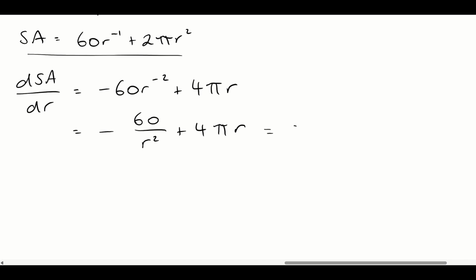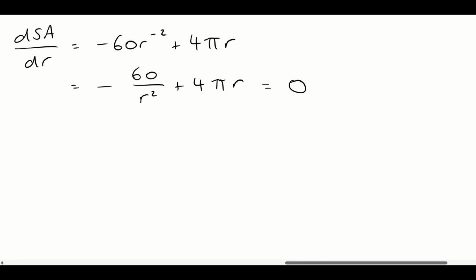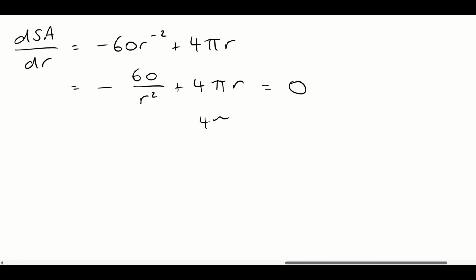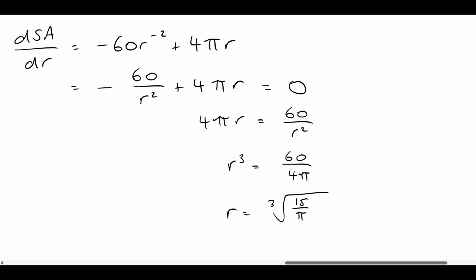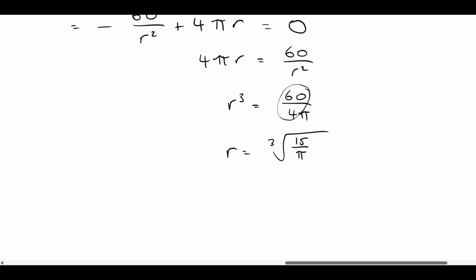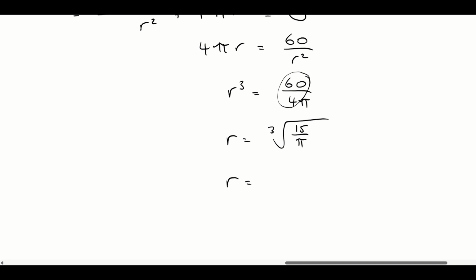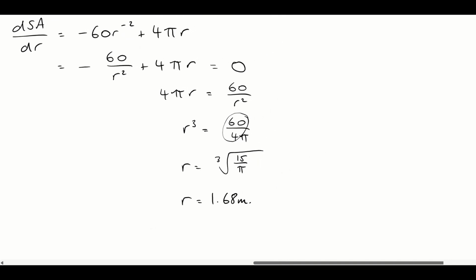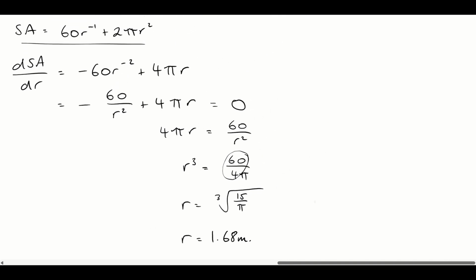And I want to solve for when that is equal to 0 to get any maximums or minimums. So I can rearrange this equation a little bit, start to solve this equation. So 4 pi r is 60 over r squared. Multiply both sides by r squared and divide by 4 pi. I get r cubed is 60 over 4 pi. And so r is the cube root of just 15 over pi. So just simplifying that, 60 over 4. And we end up here that if you put that into a calculator, r is equal to 1.68 meters. So that's the radius of the cylinder that is going to optimize my surface area.